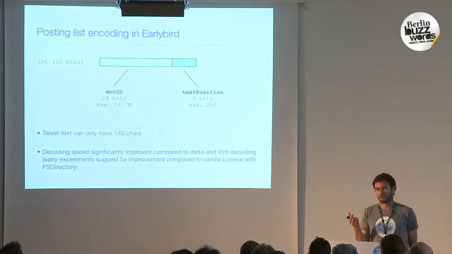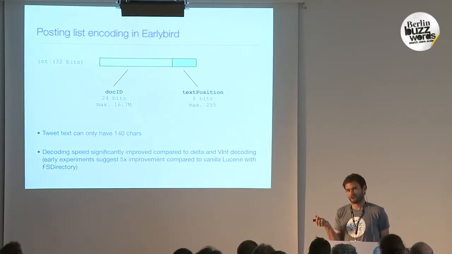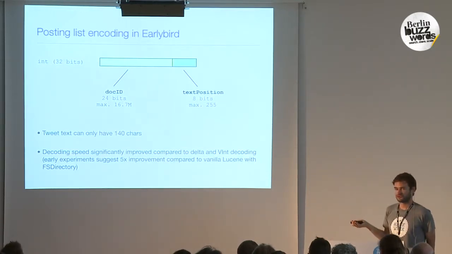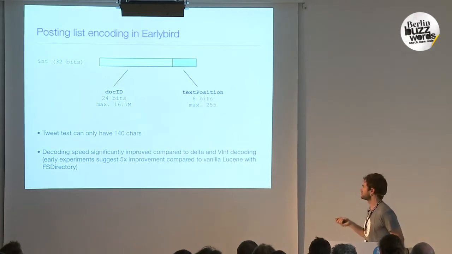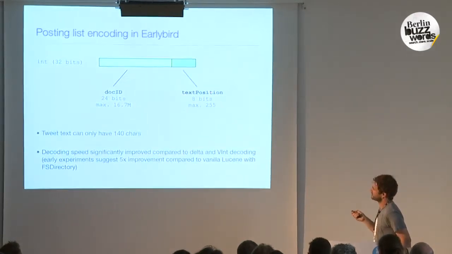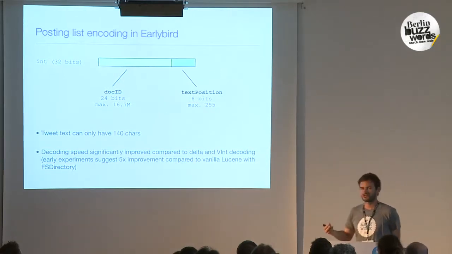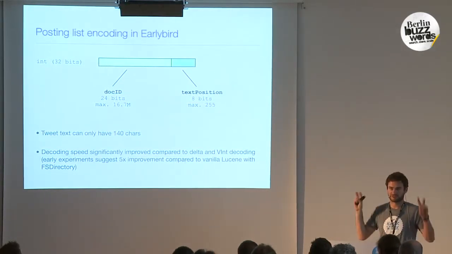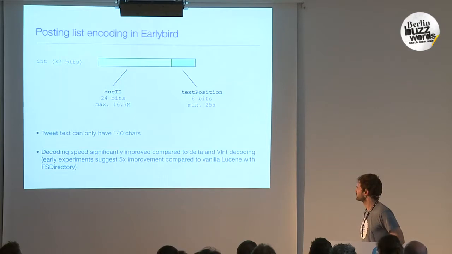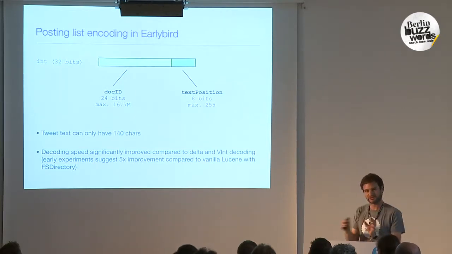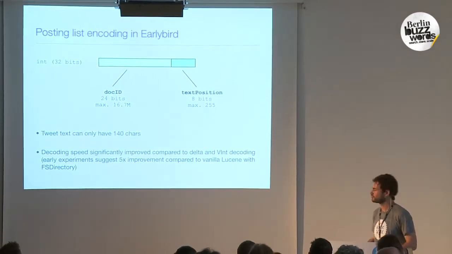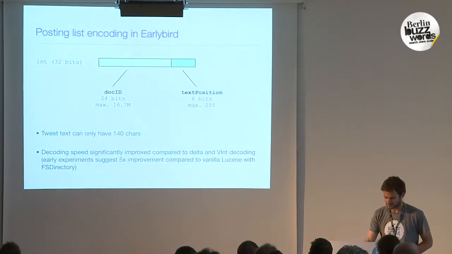We also store the position of a word within the tweet, within the text. But as you know, tweets cannot be longer than 140 characters. So 255 is enough to encode the position within the tweet. And you need to store positions if you do stuff like phrase queries, two words in quotes. If you want to find out they're next to each other, you need to encode the positions too. That's why we need to store this.